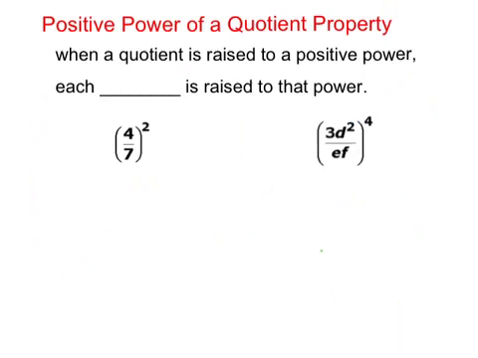Okay, so now we're going to look at another property here, which is what we call the positive power of a quotient property. So basically, if you look at these examples, we're going to have a fraction that's raised to a power of some sort. The definition here is when a quotient is raised to a positive power, each term or base, because each one of these is going to be a base, so each term is raised to that power, and we kind of touched on this before. What I'm basically doing here is taking this exponent and applying it to each one of these pieces.